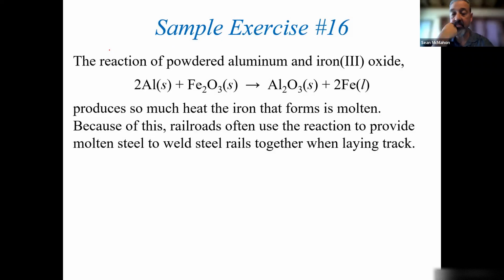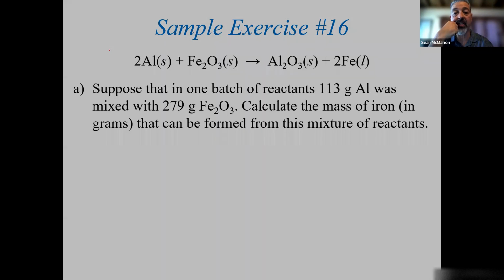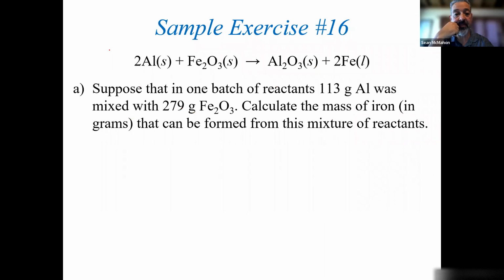So now here we have a reaction. It's powdered aluminum with iron 3 oxide, produces so much heat that it forms, basically, this is used for railroads, and it produces iron and aluminum oxide. So what if I have 113 grams of aluminum and 279 grams of iron 3 oxide? Can I calculate the mass of iron in grams? So I need to know the grams of my iron. So how am I going to do that?